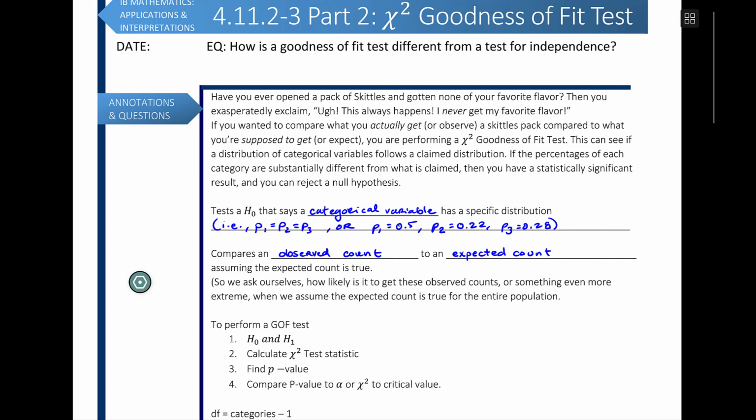Hello and welcome to our lecture on the chi-square goodness of fit test. Our EQ for today is: how is a goodness of fit test different from a chi-square test for independence?